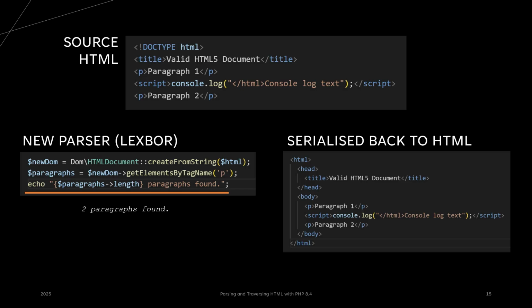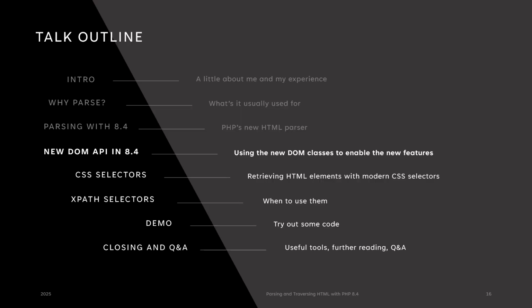And you can see with the new parser, when we serialize it back, it looks much more reasonable. Some of the parts that we'd skipped out, like the head and body, which aren't required, have been put back in, but it's essentially what we had in the beginning. Okay, so that's one side of it.